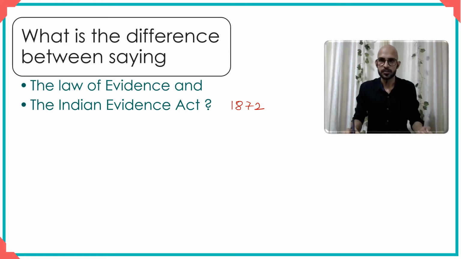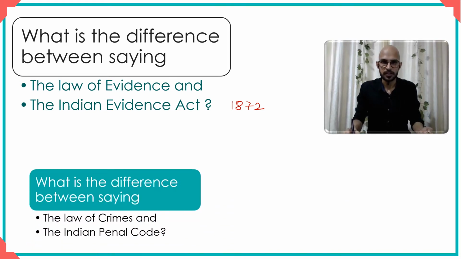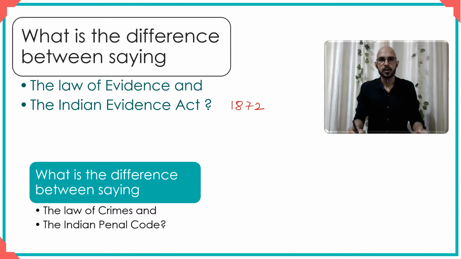Let me ask you another question. Perhaps since you've studied criminal law a little more, what is the difference between saying law of crimes on the one hand and Indian Penal Code on the other? Again, you're aware of this Indian Penal Code. It's an act of 1860, right? What is the difference between saying law of crimes and Indian Penal Code?